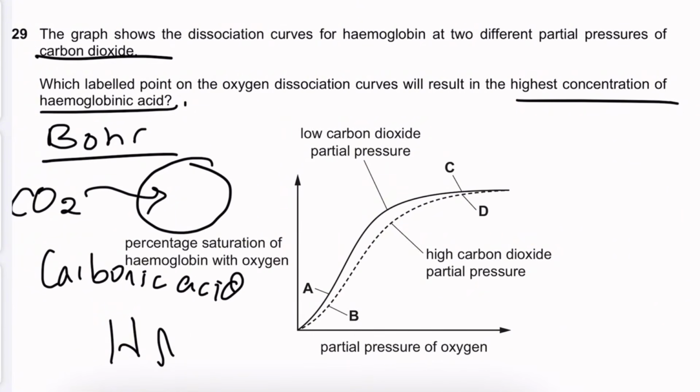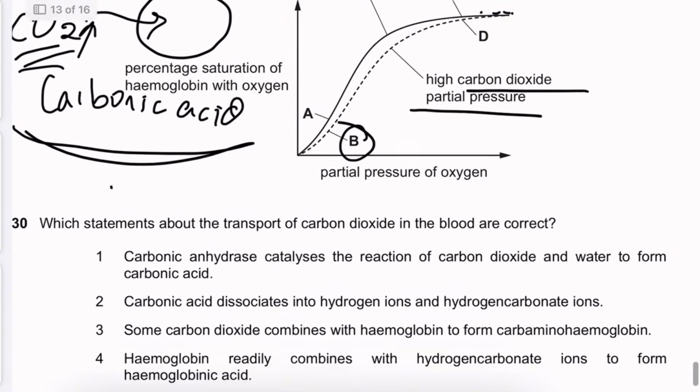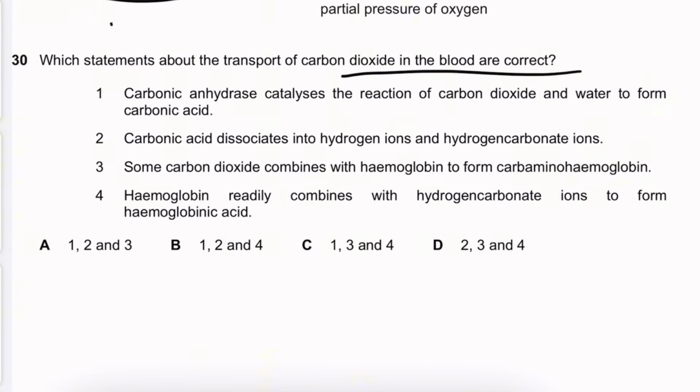So when there is lots and lots of carbon dioxide, there's lots and lots of hemoglobinic acid. So you're going to need high carbon dioxide partial pressure. Okay, so you're looking at the lower graph, and you're going to need low partial pressure of oxygen, because this specific effect, where there's lots of carbon dioxide coming into the cell, where does this happen? It's going to happen at muscle cells, at respiring tissue. Respiring tissue do not have as much oxygen as lungs, for example, and that's why the partial pressure of oxygen should be low, not high, because this is pretty much the partial pressure in the lungs. Okay, so it's B.